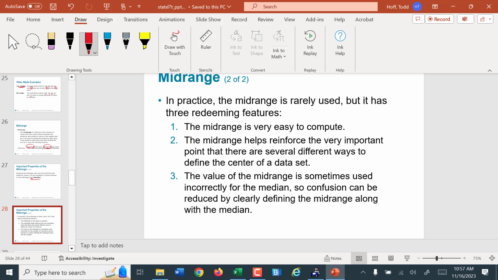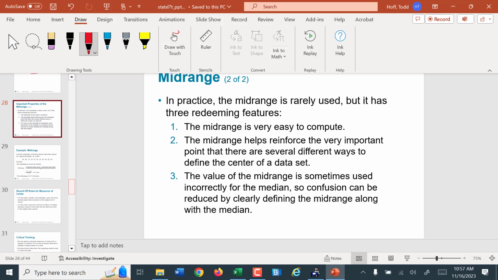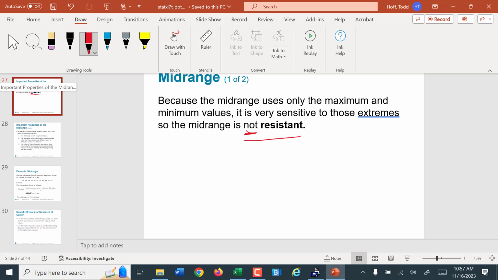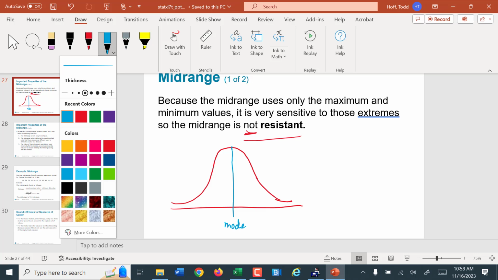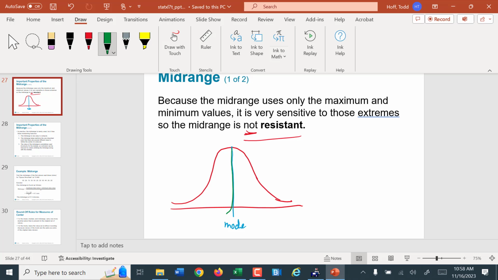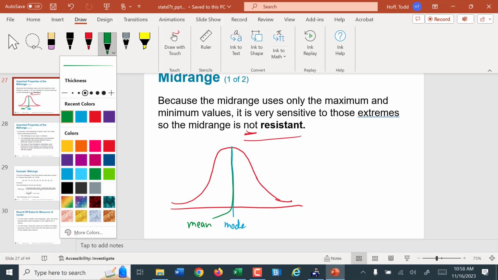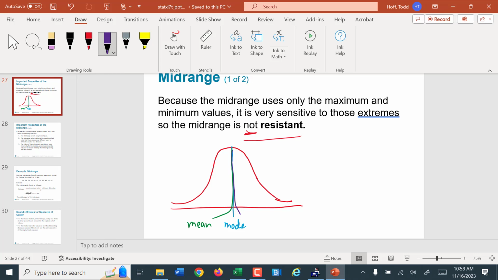Now, if we have a good data set, the values of the measure of the center should be the same. What do I mean by that? Well, if it's a normally distributed set of data, the mode, of course, will be the highest point of this curve. That's the mode. Well, the mean should be the same value. And the median should also be the same value. And the mid-range will fall in that same value as well. This is a normally distributed set of data.